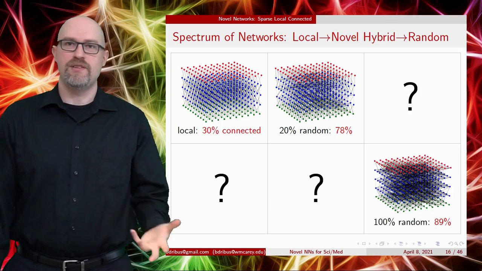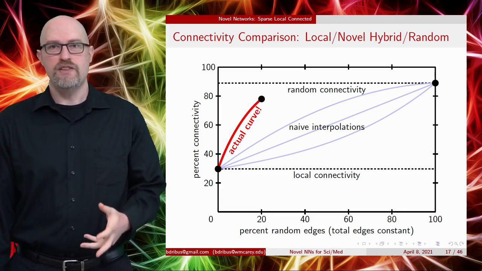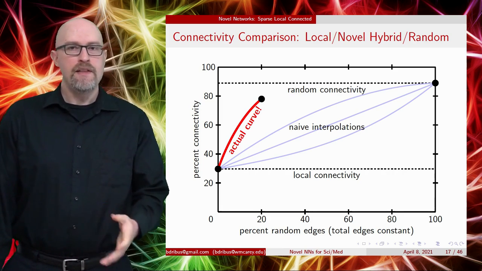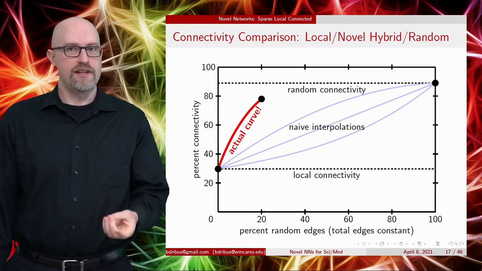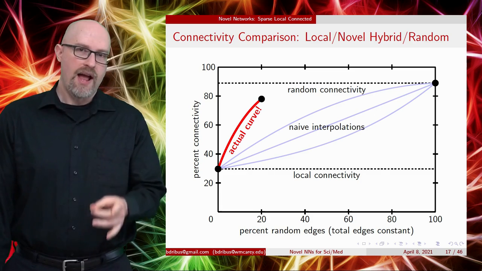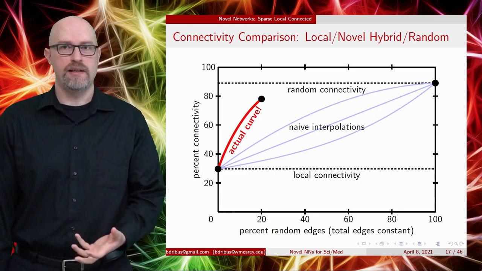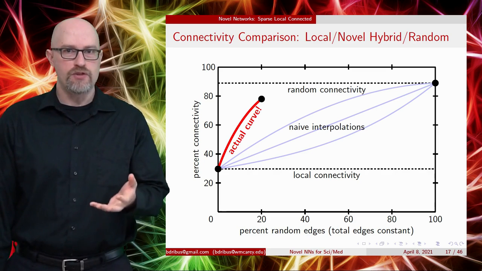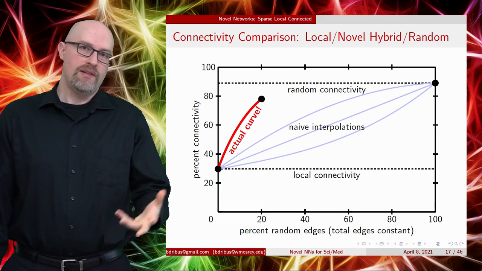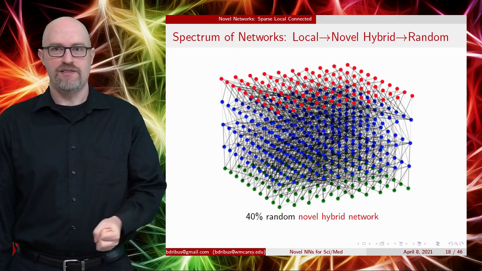We add this network to our table and our connectivity plot, along with an approximation of the connectivity curve between 0 and 20%. This curve is so steep that it suggests a completely unexpected possibility. Perhaps the hybrid connectivity actually exceeds the random connectivity at some point between 20% and 100% random edges. Well, let's see. Next, we examine the case of 40% random edges.